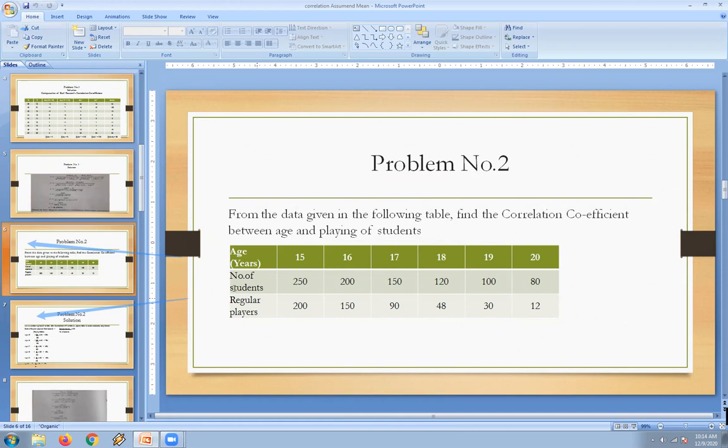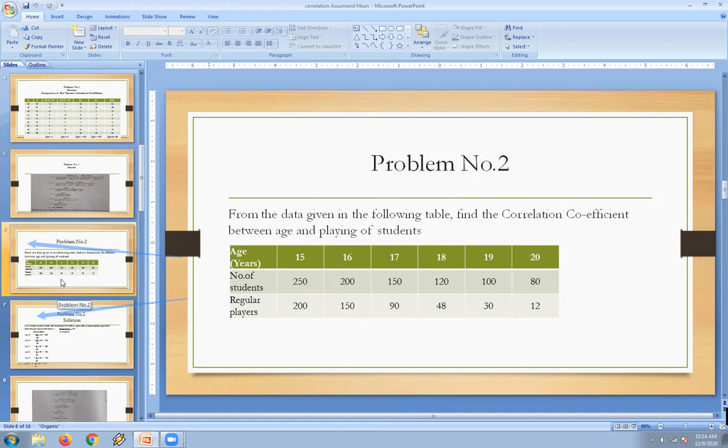Similarly, how many students regularly play? Out of 250, regular players are only 200. Out of 200, 150 students. Out of 150, 90 students. Out of 120, 48 students. Out of 100, 30 students. Out of 80, 12 students. This is what they have given in the question.